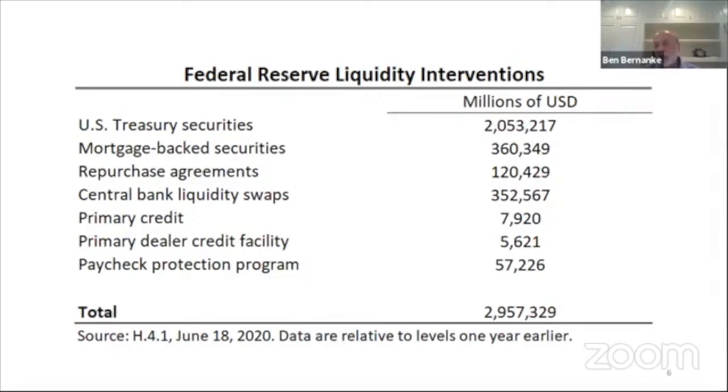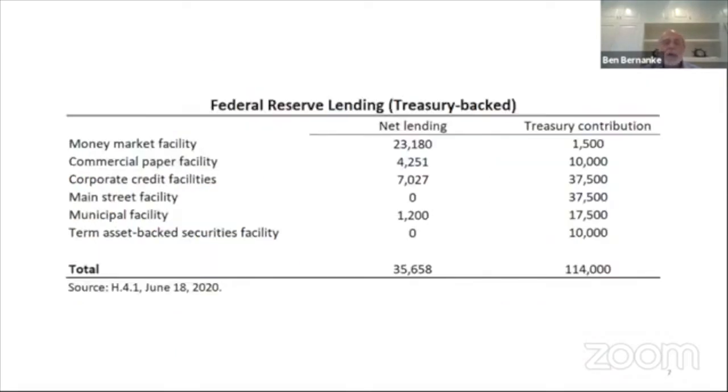The next page we'll get to in a minute has the Treasury backstop programs. The first three of these programs, Treasury securities, MBS, repurchase agreements, are what I call the market maker of last resort. That's $2.5 trillion. That's where the real money is. The remaining four items, most importantly, the liquidity swaps, are the lender of last resort activities. That's about $0.5 trillion. Next page, please.